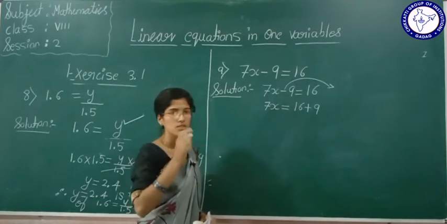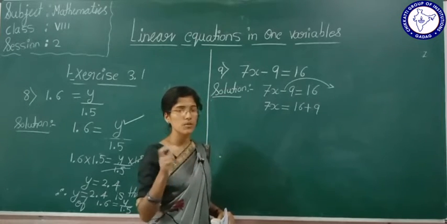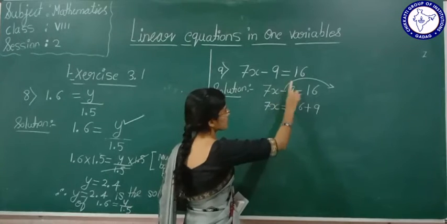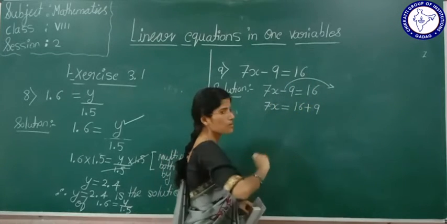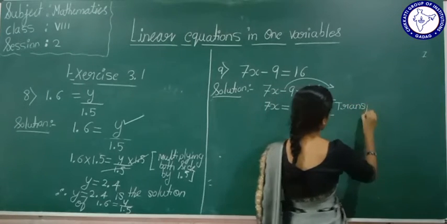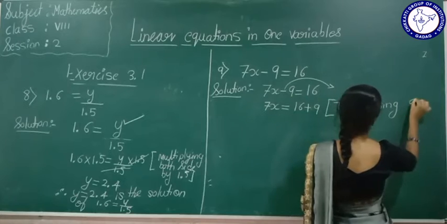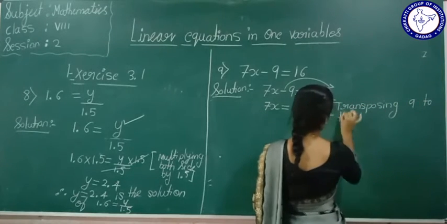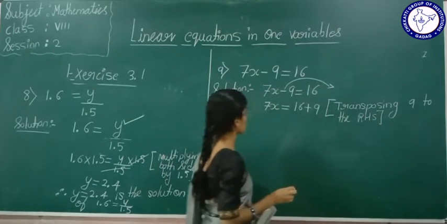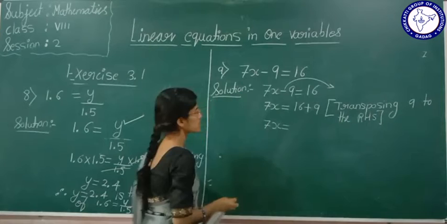Transposing means just shifting the number to the other side, and the sign is going to be changed. Your minus 9 will go that side and become plus 9. What have you done here? Transposing 9 to the RHS. Okay. Here 7x, what is 16 plus 9?